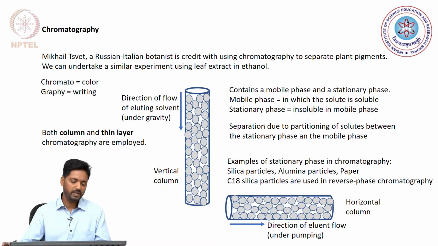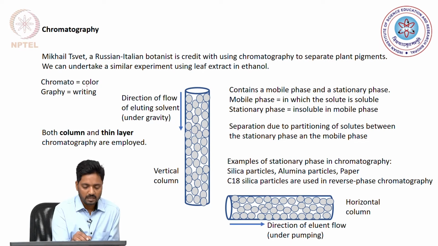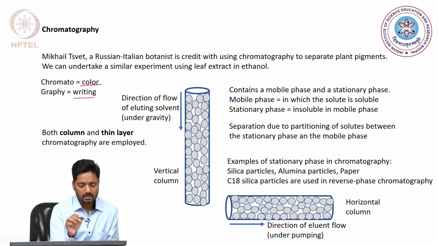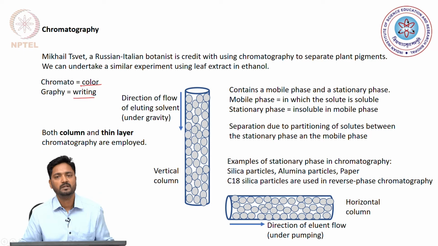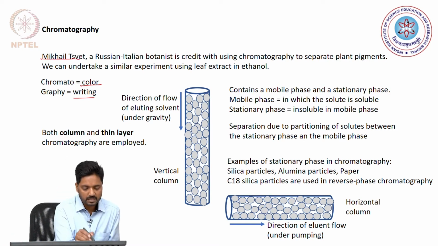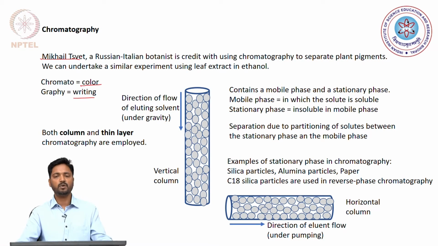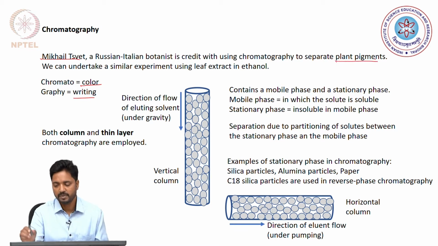So, chromatography, as the term indicates, literally means chromato, which is color, and graphy, which is writing. So, it is some sort of a mark or writing that occurs when analytes are separated, especially analytes which are colored. And Mikhail Tsvet is a Russian-Italian botanist who is credited with having used chromatographic techniques to separate plant pigments.